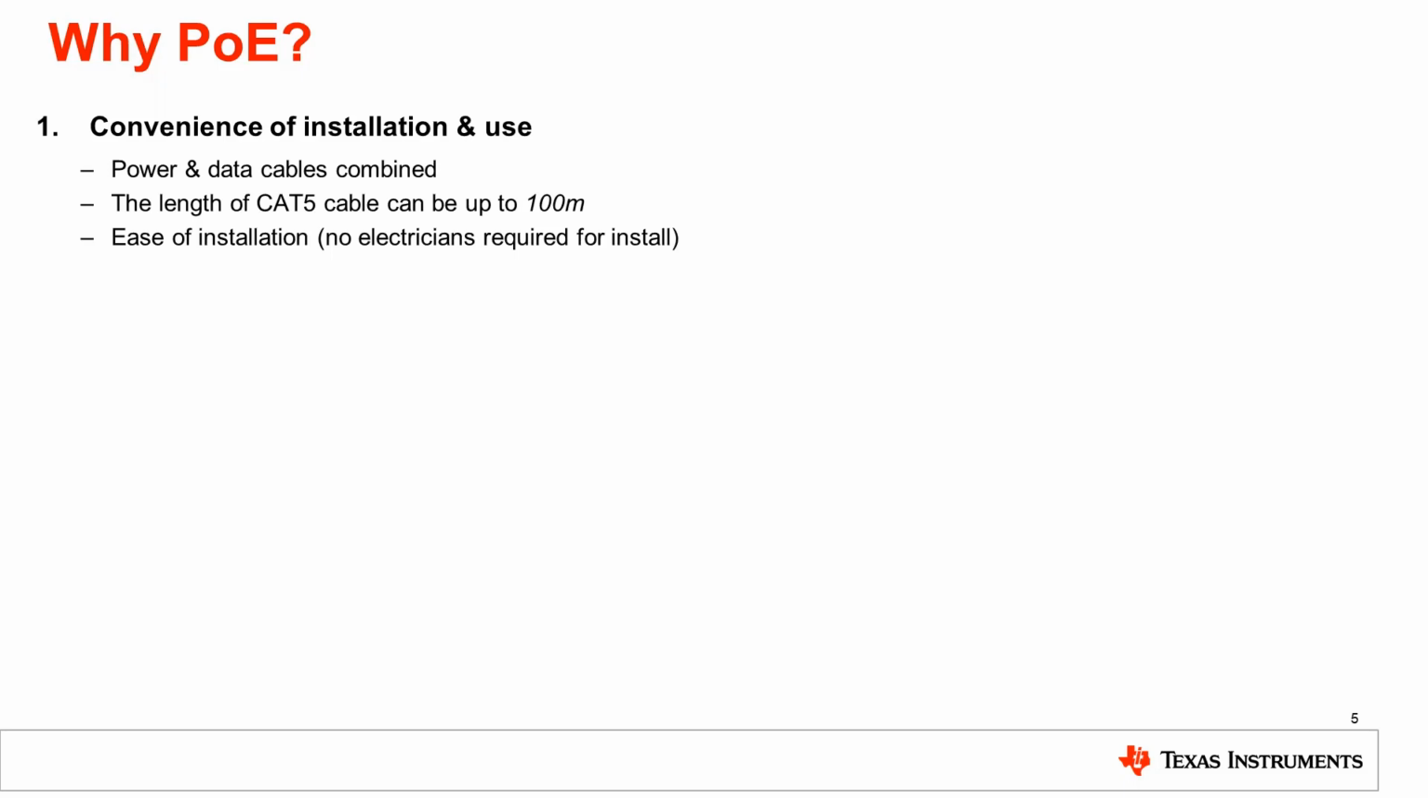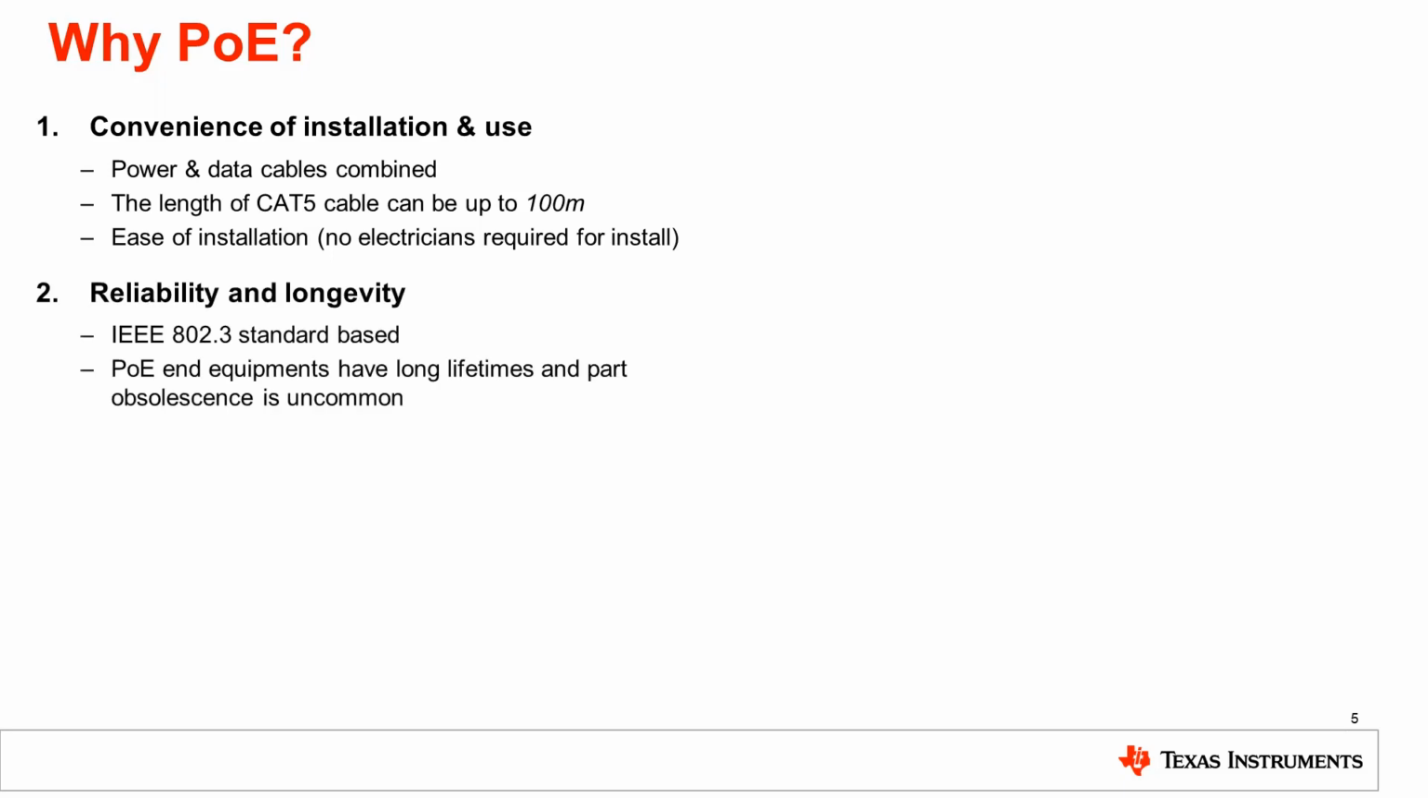So if you imagine having a security camera, you want to install this in the corner of a room, chances are you're not going to have an AC mains or an AC outlet in the corner of that room. So this is where PoE would come into play, where you can conveniently install that camera wherever you'd like to install it, up to 100 meters away from a source. And one of the main benefits of this as well is that there's no electricians required for the install. So anybody can go ahead and install those end equipment.